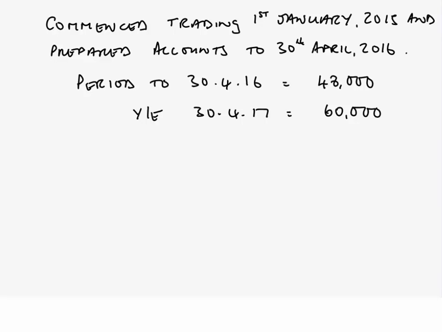Now, if you look at the start date, you'll see a similarity. Indeed, it is the exact same start date as I gave you before. In the previous example, we started to trade on the 1st of January 15, but then we prepared accounts to the 31st of March 16. Now that meant that we had a long opening period, but it ended in what proved to be the second tax year. What we're now doing is prepare accounts to the 30th of April 16. Now let's see what difference that gives rise to here.